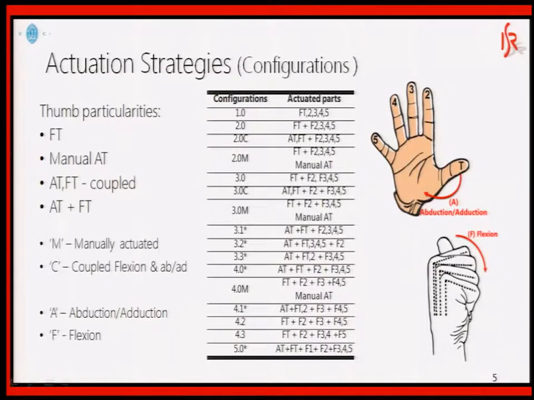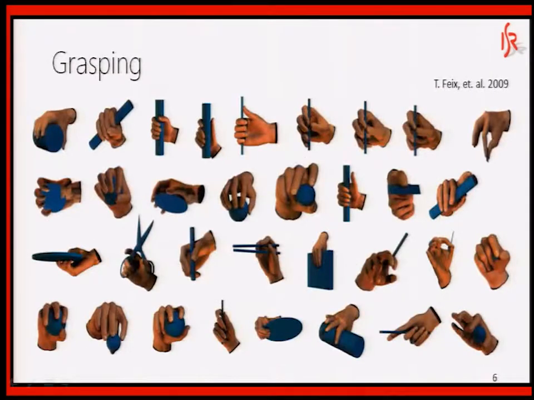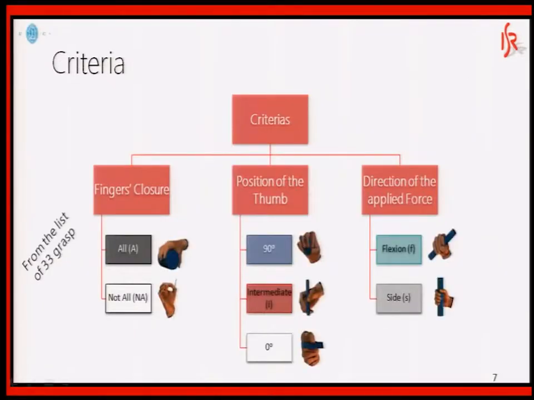To do so, we developed 16 configurations with 1 actuator through 5 actuators. For instance, configuration 3.1 has 1 actuator for flexion of these 4 fingers, 1 actuator for flexion of the thumb, and 1 actuator for abduction and adduction of the thumb. Then we used a comprehensive grasp list that was developed by Thomas Feix in 2009 to do this analysis. We defined some criteria, and we performed the analysis.